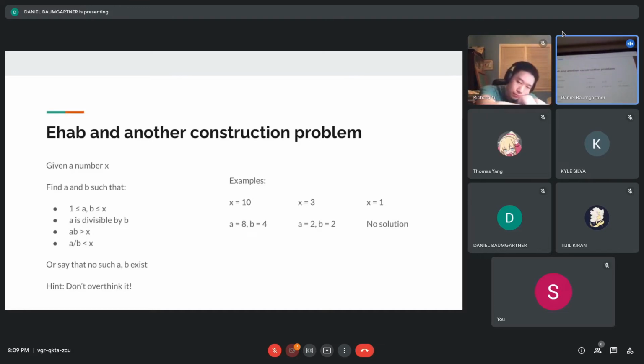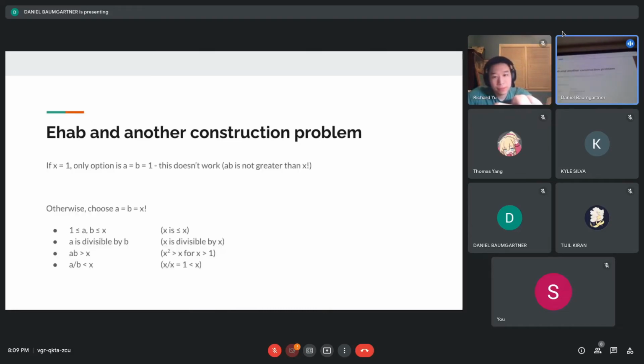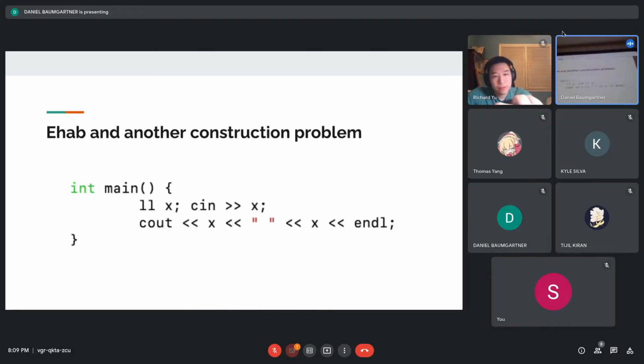Did everyone follow that? Okay, great. Any questions? Here's the implementation. I think we actually did do that special case, but it's pretty simple. This is assuming X is not 1. If X was 1, you would just have one if statement saying if X is 1, no solution. Otherwise, it's fine. No questions?